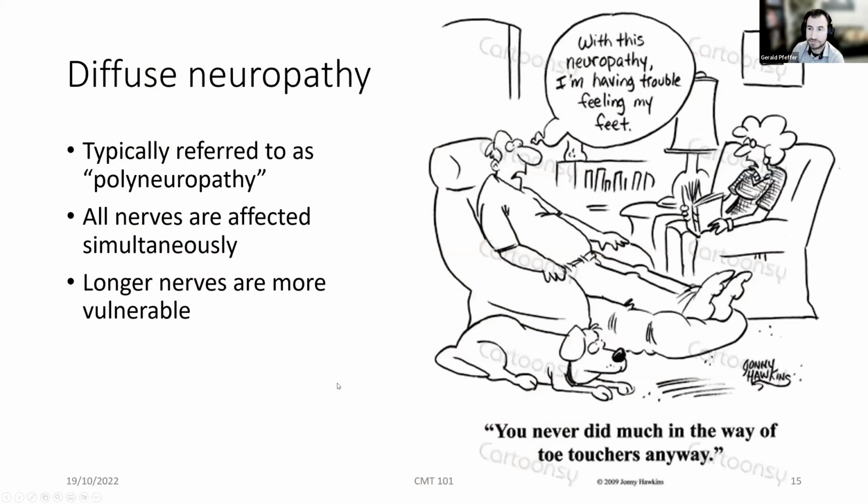A diffuse neuropathy, where nerves all over the body are being affected simultaneously. We often use the term polyneuropathy for this. And the longer nerves are generally more vulnerable. And this makes sense because the axon is considered that sensitive structure that gets affected in disorders like CMT. If your cell has a larger axon, there's more vulnerability for damage to occur.